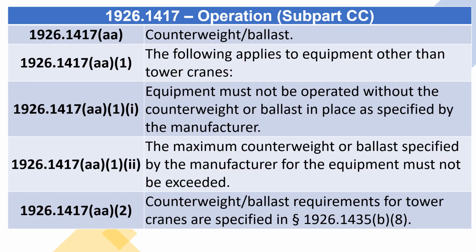1926.1417 AA. Counterweight/ballast. 1926.1417 AA1. The following applies to equipment other than tower cranes. 1926.1417 AA1I and AA1-2. Equipment must not be operated without the counterweight or ballast in place as specified by the manufacturer. The maximum counterweight or ballast specified by the manufacturer for the equipment must not be exceeded. 1926.1417 AA2. Counterweight/ballast requirements for tower cranes are specified in Section 1926.1435 B8.